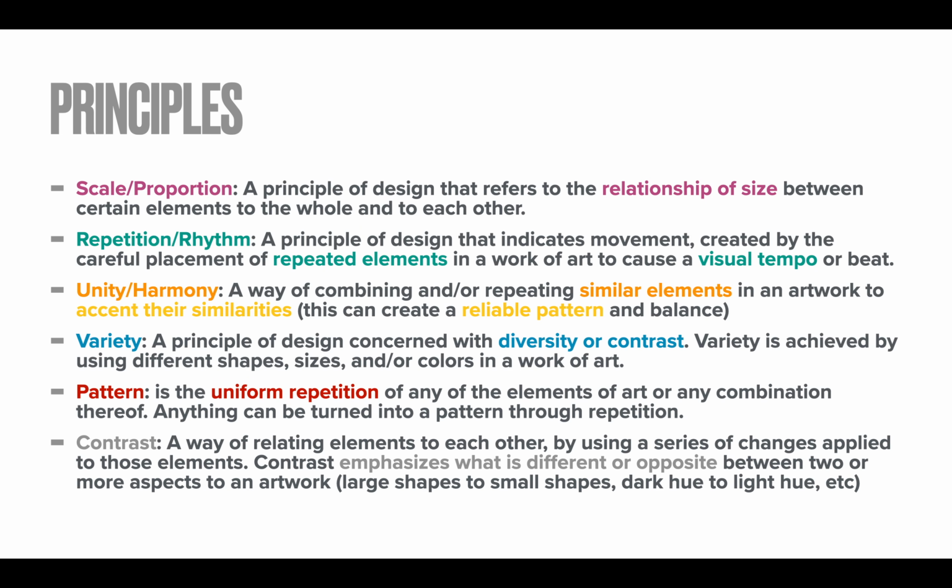Repetition or rhythm is the use of repeated elements, and this can be used to create movement. It can be to create a visual tempo or a beat. Unity or harmony is a way of combining or repeating elements, often by the use of repetition, to accentuate similarities or create something that feels reliable. If we see one circle and then it occurs multiple times, it becomes something reliable, like a pattern.